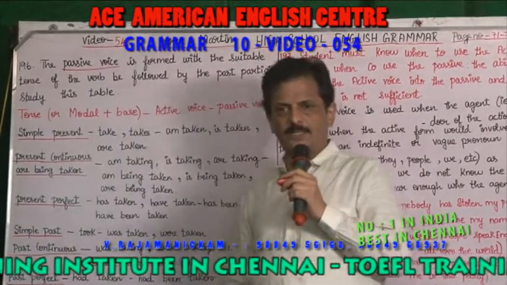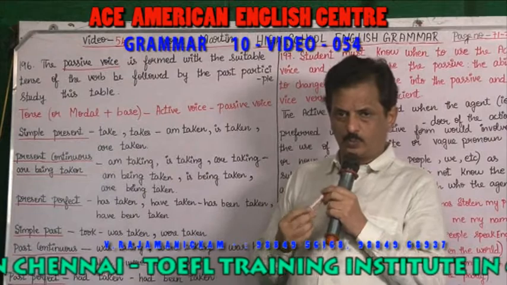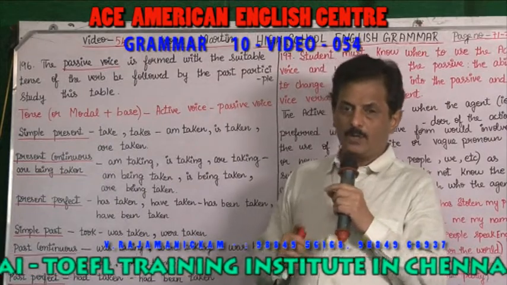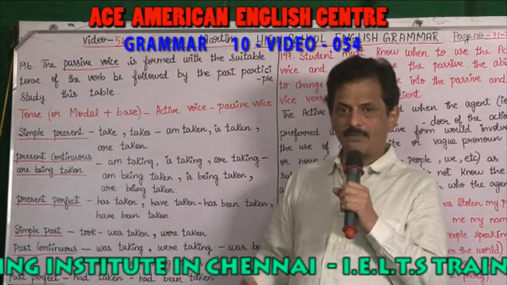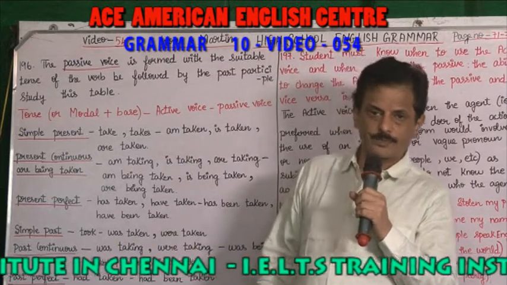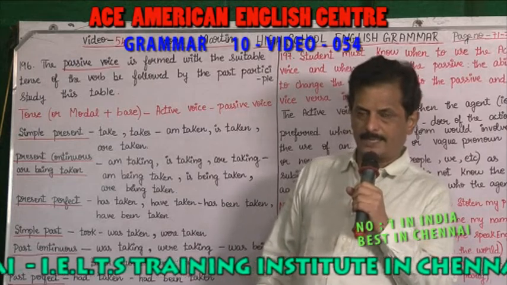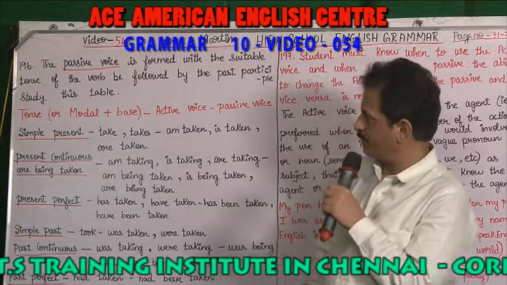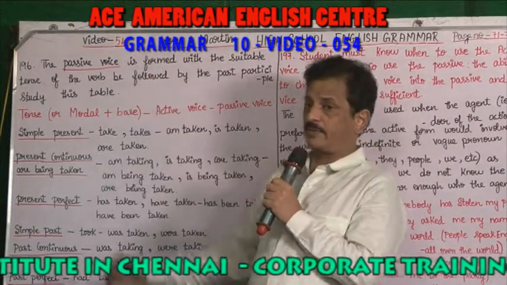When the subject does an action, when the doer of the action does a work, it is called active. When the action is done by the doer, it becomes passive. So here the subject acts and the verb is active, or the verb is passive. The passive voice is formed with the suitable tense of the verb.